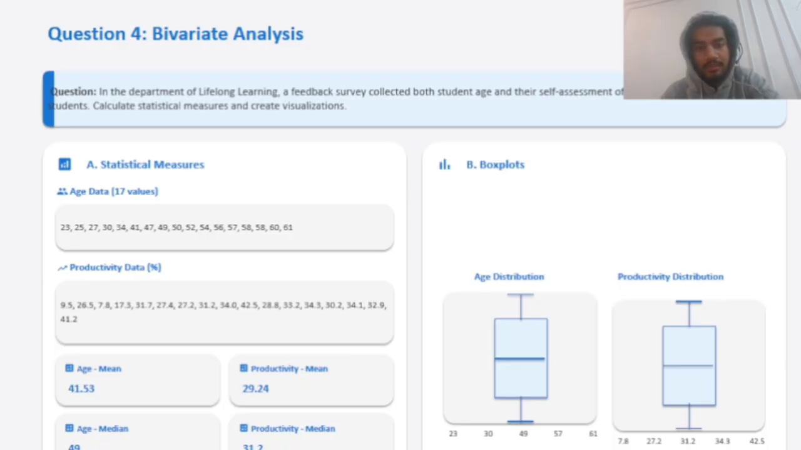Now, our third section, box plot interpretation. A box plot visually summarizes the minimum, quartiles, and maximum. First, the age box plot. The right whisker is slightly longer, indicating right skewness, meaning more of the data is stretched toward the higher end. And second, the productivity box plot. The productivity box is more balanced, meaning the data is more symmetric with fewer extreme values.